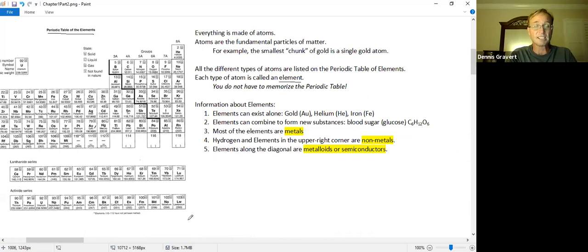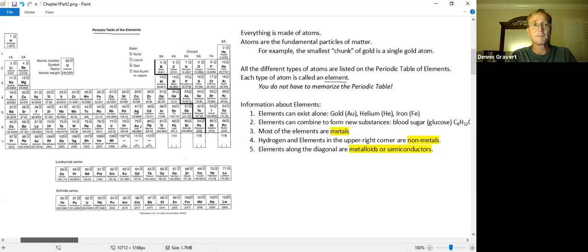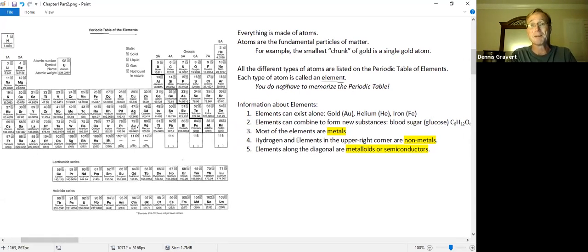Okay, some things you need to know about the periodic table. Well, there's plenty of things to know. First of all, you should know you don't have to memorize it. I know some classes they do, I do not. I think of the periodic table as a tool. You'll have a copy of that for your exam if you need it. But you need to be able to use it. You need to know a few things about the periodic table so that you know how to use it. So I've got 5 things here that you need to know.